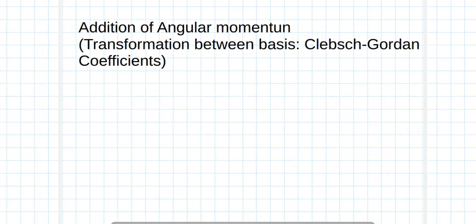So in this lecture I will talk about Clebsch-Gordan coefficients. They are like transformation bases. I will discuss how these CG coefficients, in short known as CG coefficients, are just like transformation between bases.